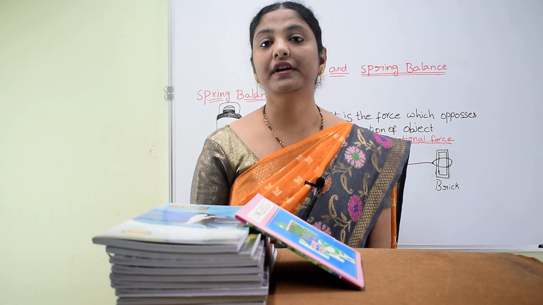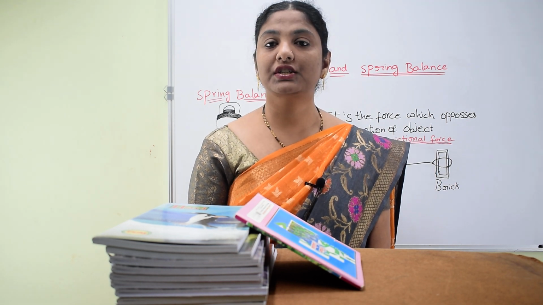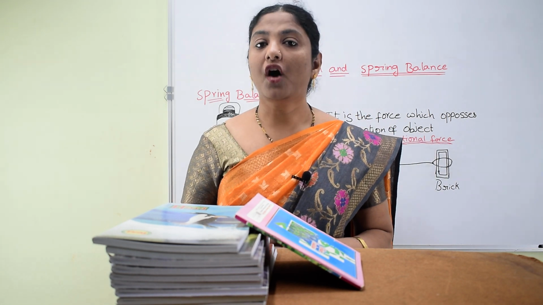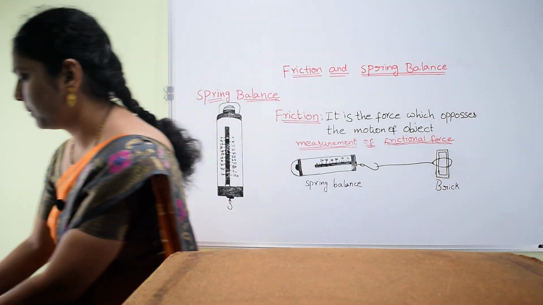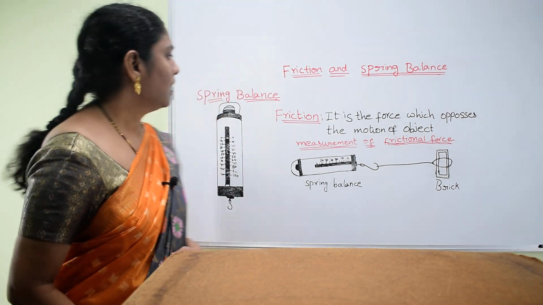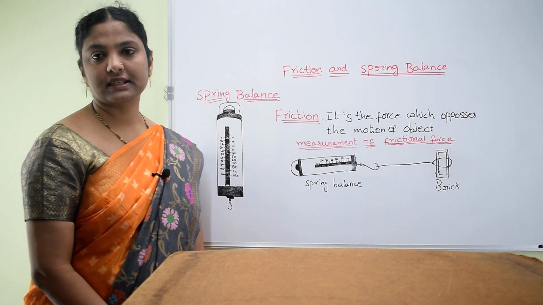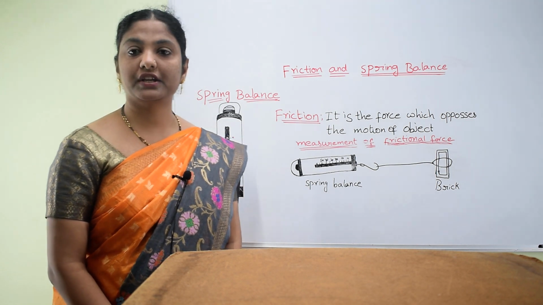What we understand from this experiment is that on the rough surface the frictional force is more. That's why the distance travelled by the pencil is less. This is about the example. Now I will explain how we measure this frictional force. By using the spring balance, we measure this frictional force.